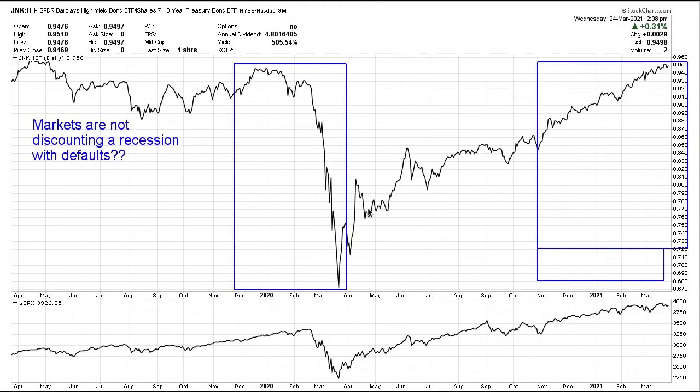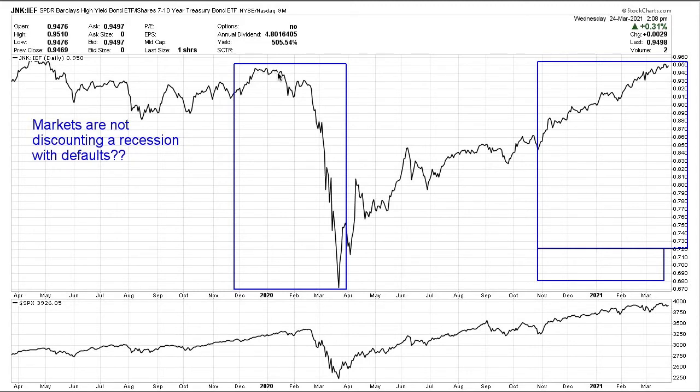Now, this is an interesting graph. What we've done here is we're taking the high-yield bond fund, junk bonds, and we're doing a ratio to Treasury bonds. So if you think about it, if people are worried about default and recessions, they're not going to buy junk bonds. They're going to buy Treasury bonds. So as you can see here, I went back to the March 23rd bear market. And if you look at the ratio here, as long as the line is going up, it means that junk bonds are doing well relative to Treasury bonds, which are the safer bond.